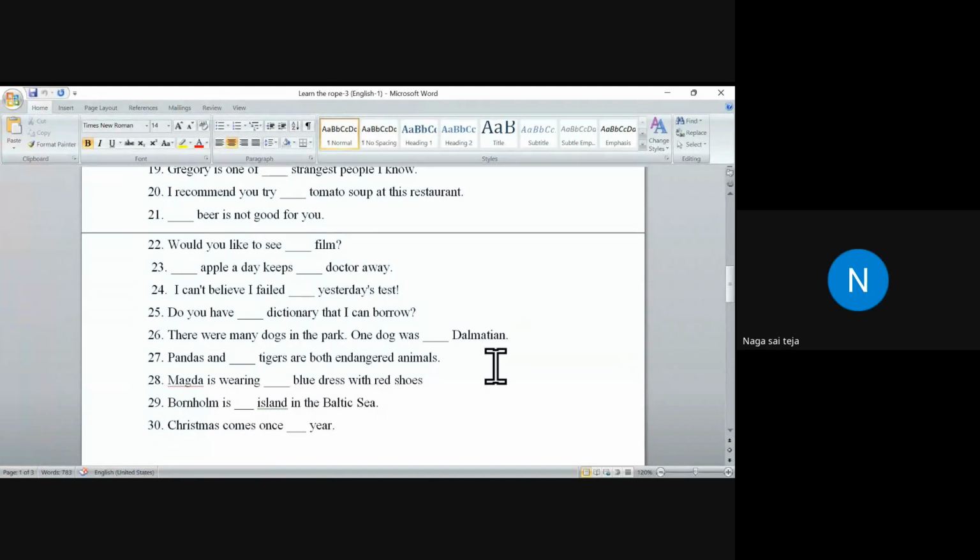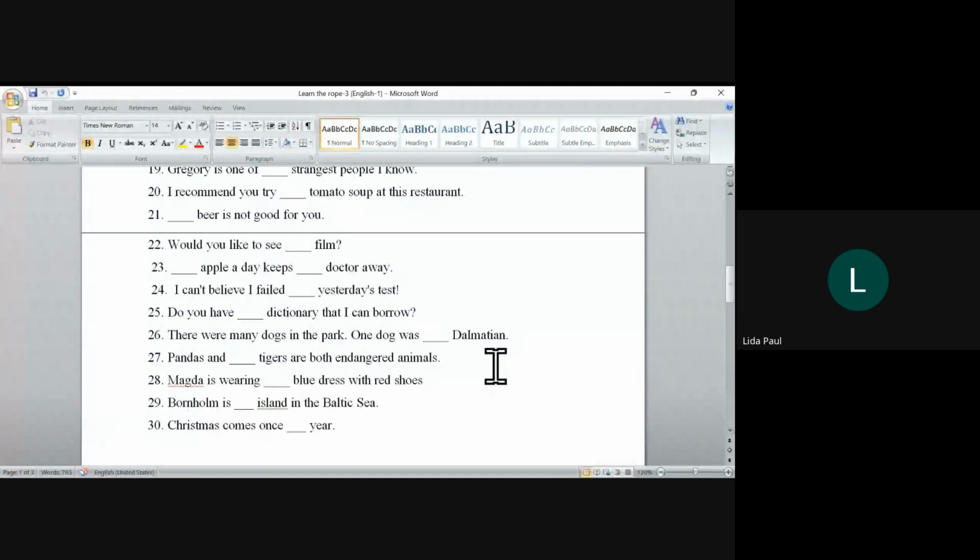Ma'am, the ___ is wearing... So again, the or a. If you know the dress specifically, if you're talking about a specific blue dress, then the blue dress. Or else you can say a blue dress with red shoes. Okay, so a or the.